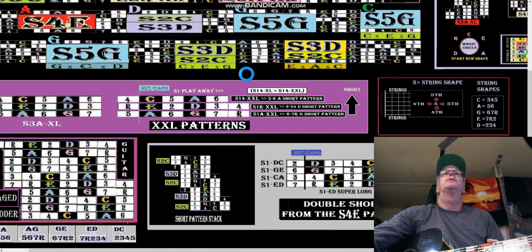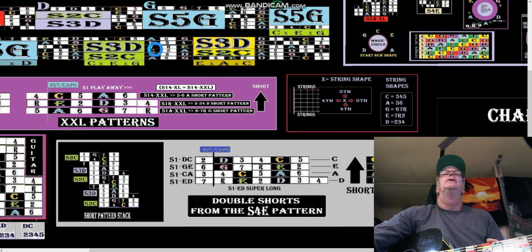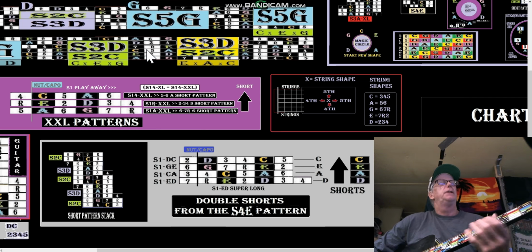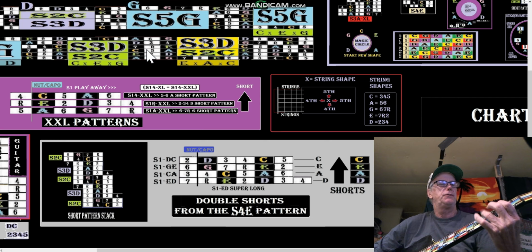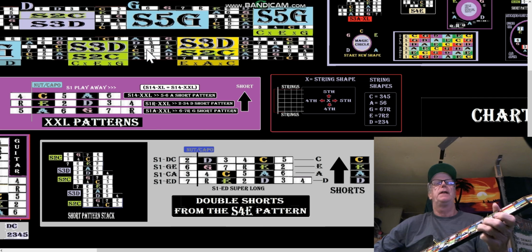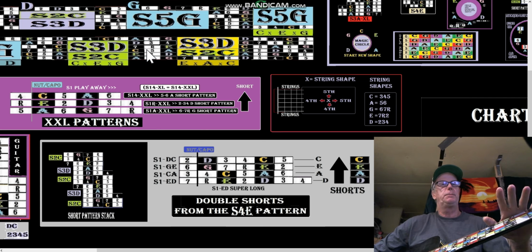So let's just get back to where we're at here. The long G pattern is really easy. It's just 5, 6, 7, root 2, 3, 4, 5, 6, 7, root 2, 3, 4, 5, 6, 7, root. That's the long G pattern, but we're not going to play that.